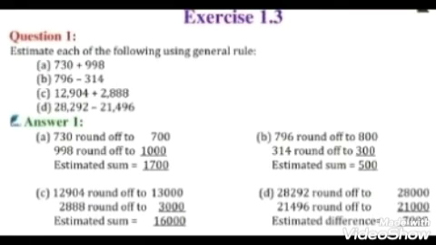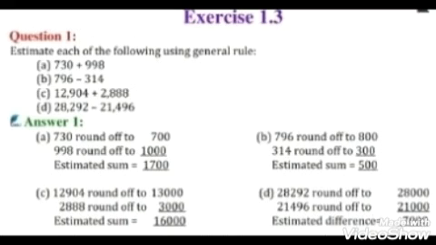Next we move to exercise 1.3. The first question is estimate each of the following using general rule. First question 730 plus 998. 730 nearest 100 is 700. 998 nearest 100 is 1000. Here plus sign is given, so you have to add the numbers. The answer is 1700.